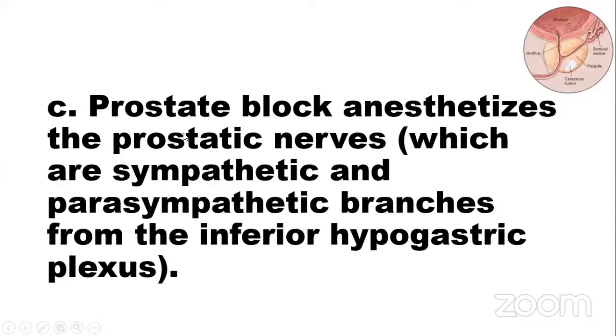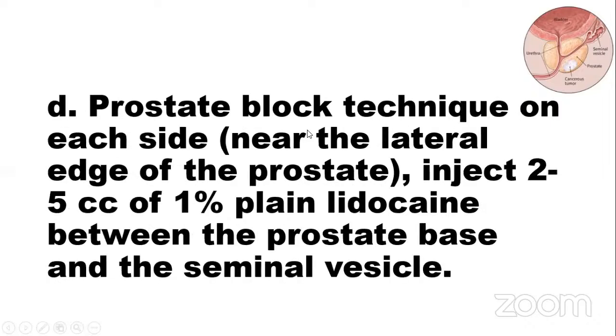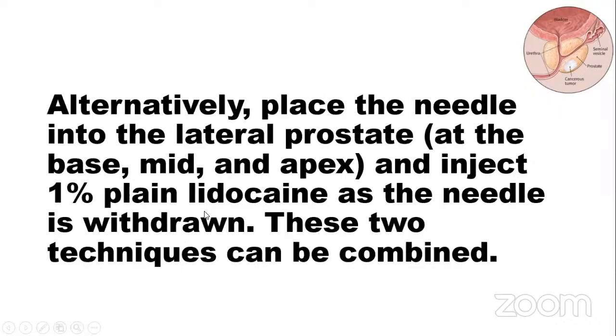Prostate block anesthesia: the prostatic nerve, which carries sympathetic and parasympathetic branches from the inferior hypogastric plexus. Prostate block technique: on each side, near the lateral edge of the prostate, inject 2 to 5 cc of 1% plain lidocaine between the prostate base and the seminal vesicles.